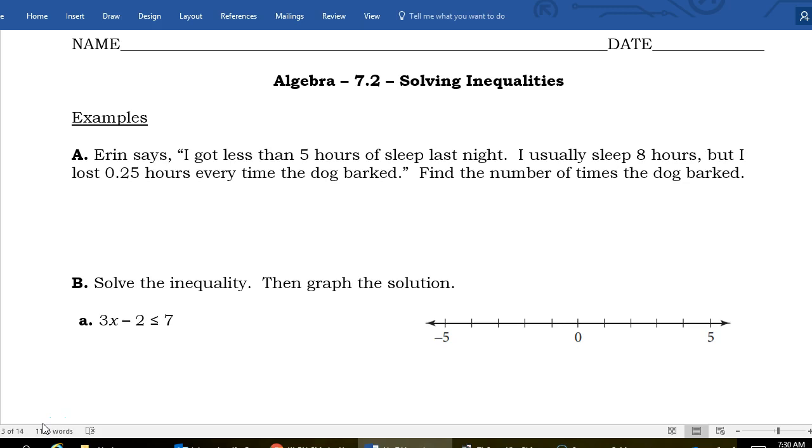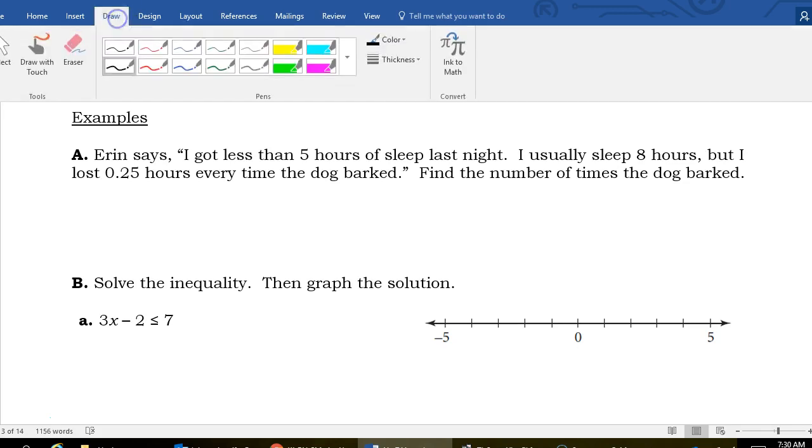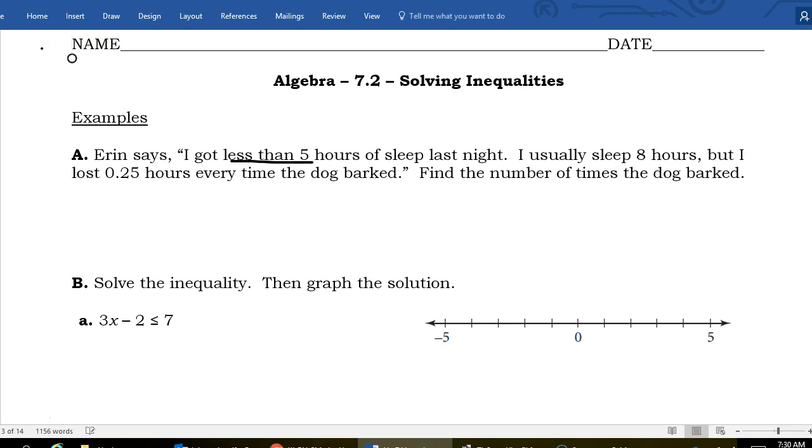So I'm going to take this piece by piece. I see less than 5 hours, so I'm going to start with less than 5. I usually get 8, so there's usually 8, but I lose, that's going to be a minus, a quarter hour. The number of times the dog barks is my variable, which I represent with x. So we are going to solve the inequality 8 minus 0.25x is less than 5.